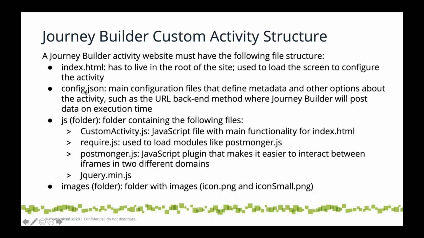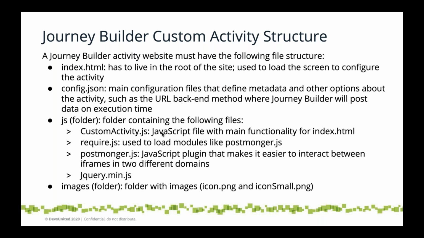Also, we'll need a config.json file, which will have some metadata to communicate to Marketing Cloud about our custom activity, like the branches that our custom activity can respond to, and the endpoints for our execute method, for example. Also, we'll need a JS folder where we will host the customactivity.js file, where we will have the main functionality for our index page.